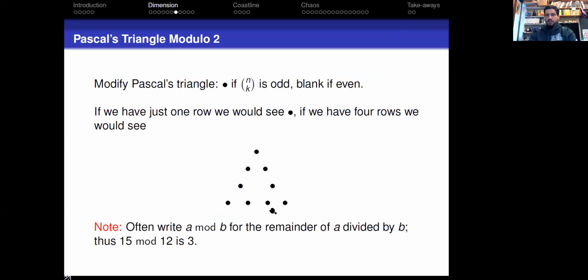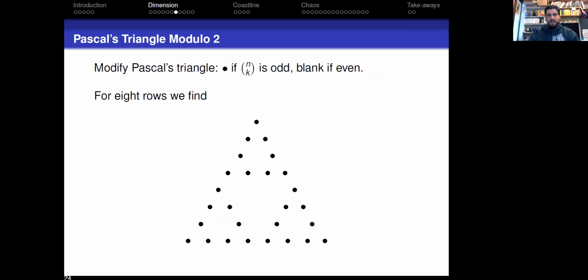If we do the first 4 rows, it looks like this. And we can keep going further and further and further and asking, what is it going to look like? And so if we do the first 8 rows, we start to see a little pattern emerging. So this little part over here is repeated down here and down here. And the question might be, what would we see if we continue?